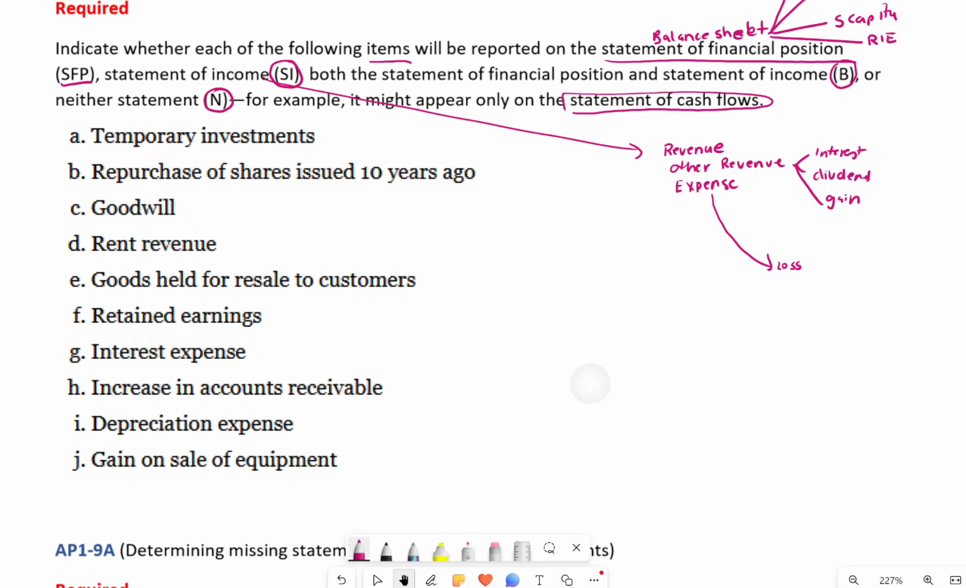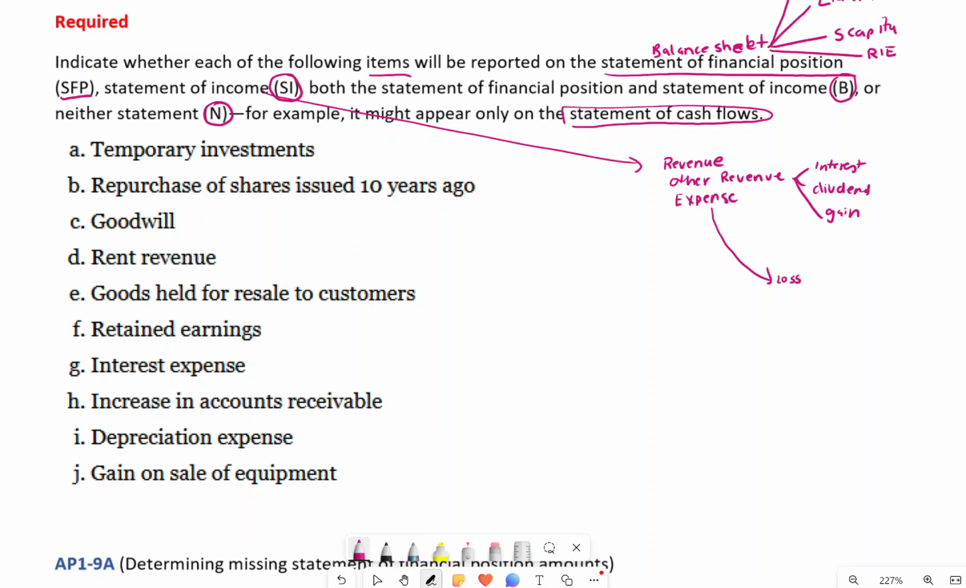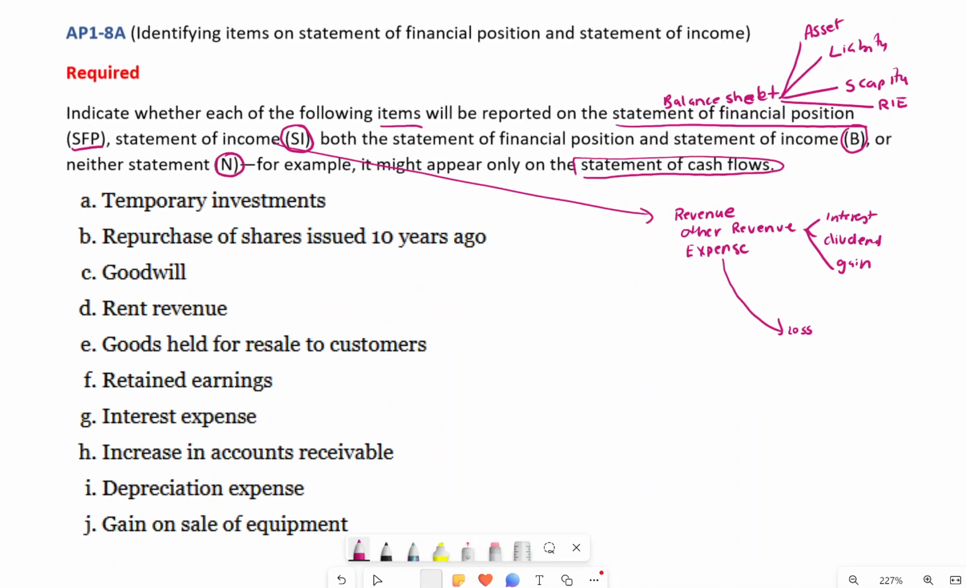So a temporary investment is an asset account. If it's an asset account, it goes on your statement of financial position, SFP, that's what it is. Repurchase, what are you doing? Repurchasing your shares issued 10 years ago. It goes on neither of the statements. So neither. Goodwill will be statement of financial position. Rental revenue will be SI.